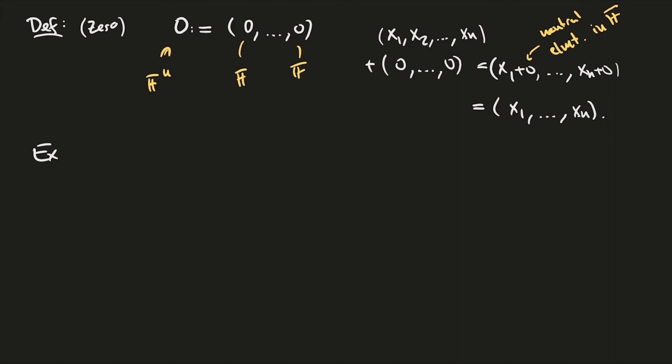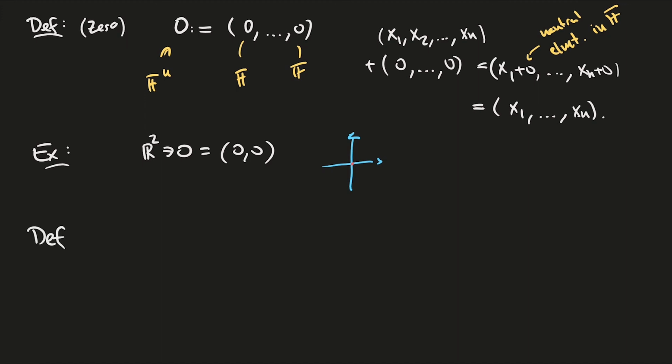Continuing our example from earlier, the 0 element in R2 is just the ordered pair which contains zeros in each position. And geometrically, if we think about this as a vector, it would be a pretty boring vector because it's just a point at the origin, so it has no length and no direction.